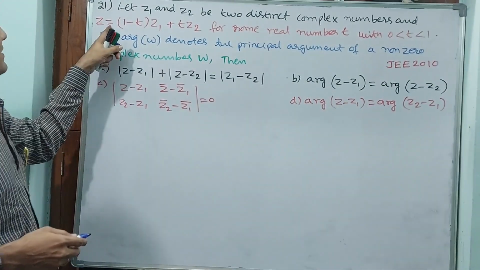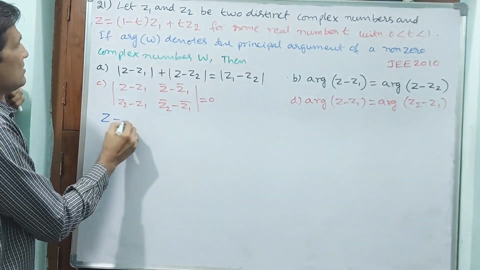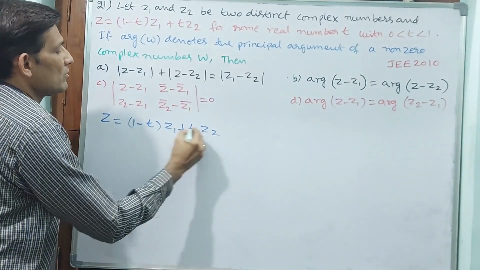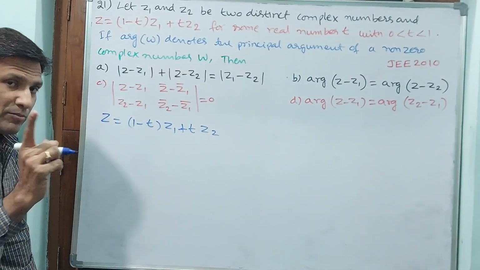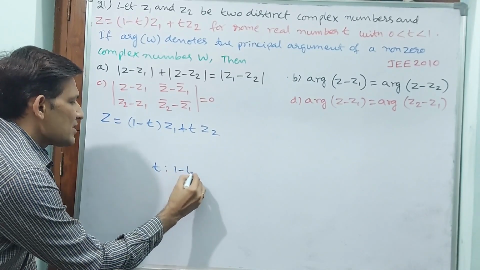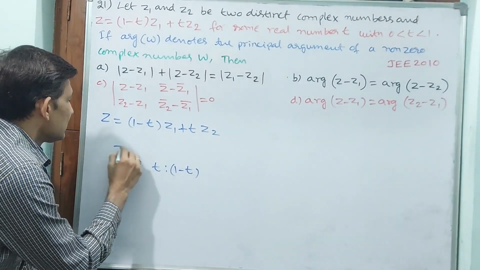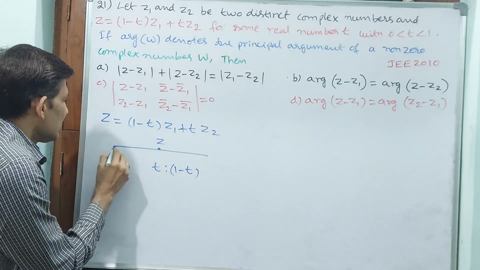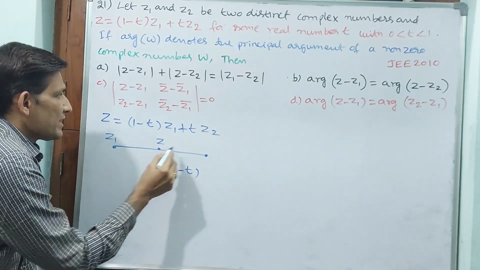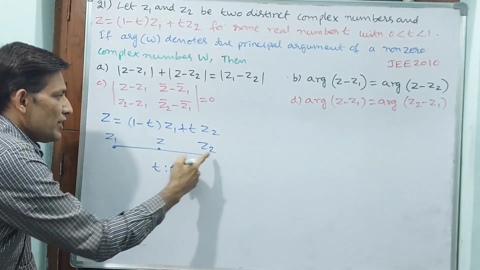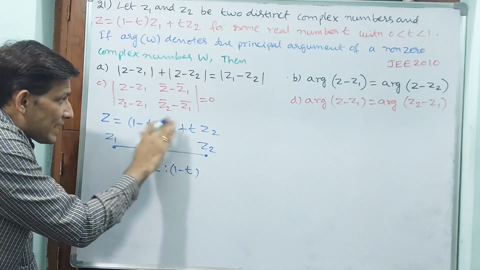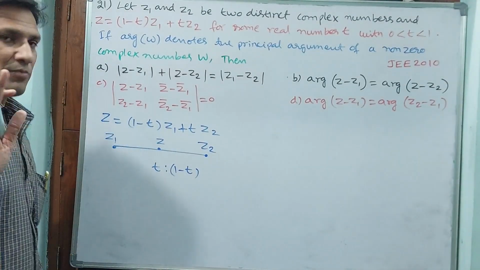Now once again I will write this one. You see, Z is equal to 1 minus t into Z1 plus t into Z2. See what I am writing, observe carefully. See 1 minus t into Z1. I will write t is to 1 minus t here. This is Z. This is 1 minus t into Z1, that means Z1 I will write here and Z2 I will write here. T into Z2, 1 minus t into Z1 divided by t plus 1 by t. If it is appearing like that, then observe carefully what I am doing here.